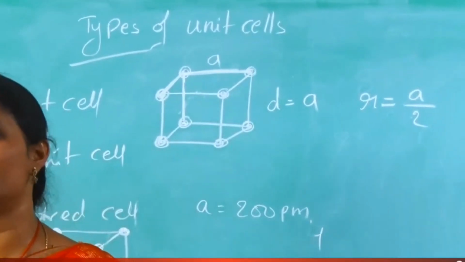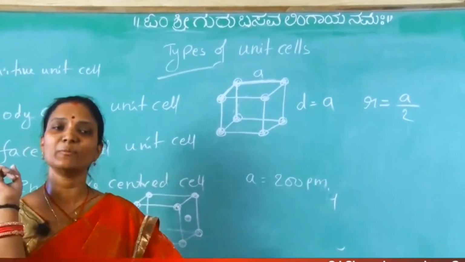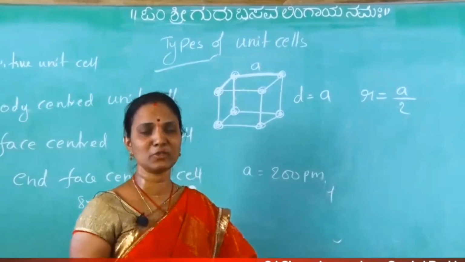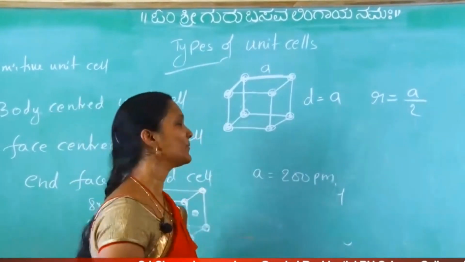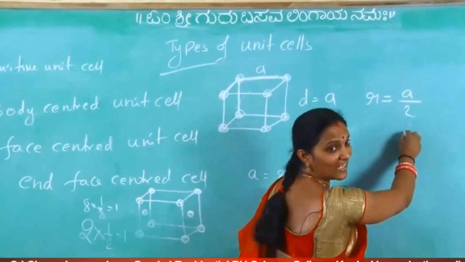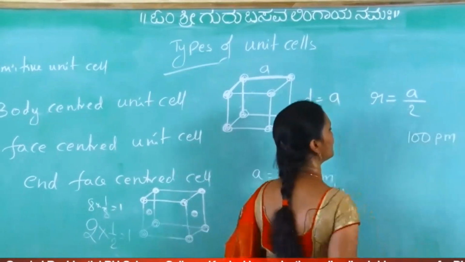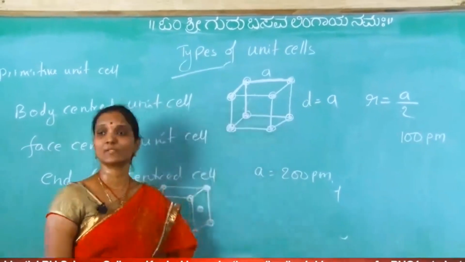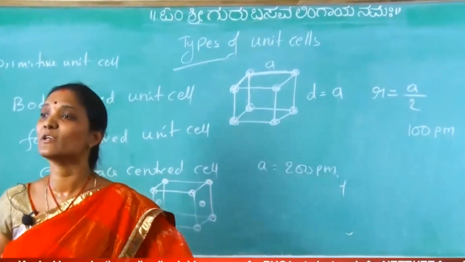If the question says in one unit cell the edge length is 200 picometer and it is arranged in a primitive unit cell, what is the radius of the particle? In primitive, the radius formula is a by 2, so directly 200 by 2. I am using very simple values, only division required, calculator not required. So the answer is 100 picometer.